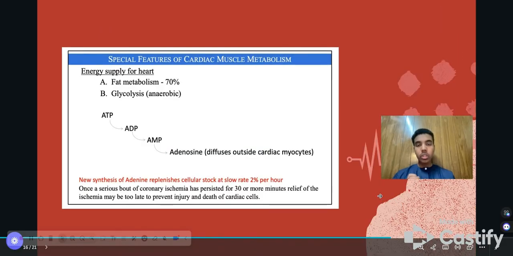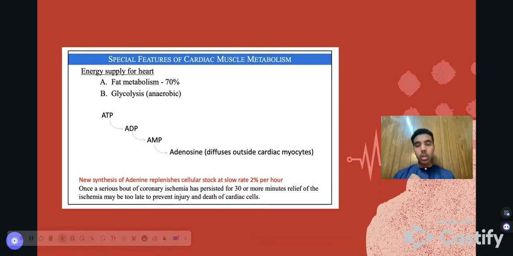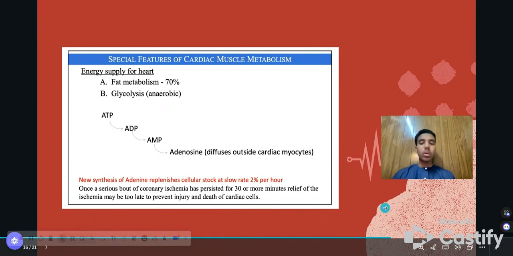Special features of cardiac muscle metabolism, energy supply for the heart. Basically here you need to know that your heart relies mostly on fat. Also, it uses glycolysis, which is anaerobic. Remember also adenosine causes vasodilation.